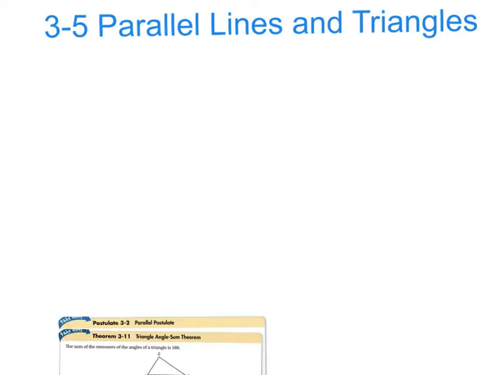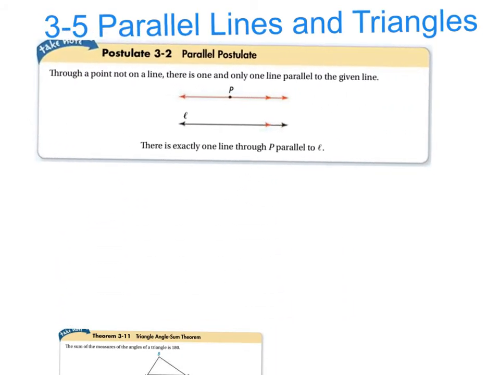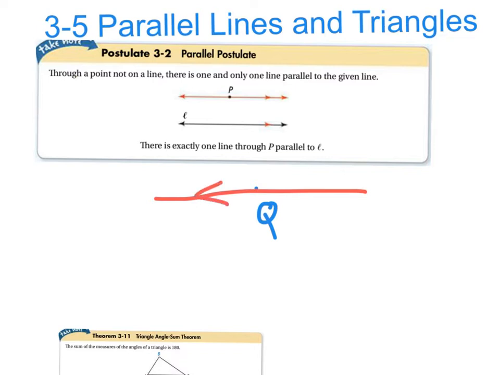Now let's go ahead and look at 3-5, parallel lines and triangles. So we have a postulate. Remember, a postulate is something that we can just assume to be true. The postulate says through a point not on a line, so here's a point P that's not on this line L, there is one and only one line parallel to the given line. So I could even choose another point down here, call this point Q, and a line that's going to be parallel to L that goes through Q would have to be a different line, not a real parallel line, but you get the idea: there's only one line through a given point that can be parallel with line L.